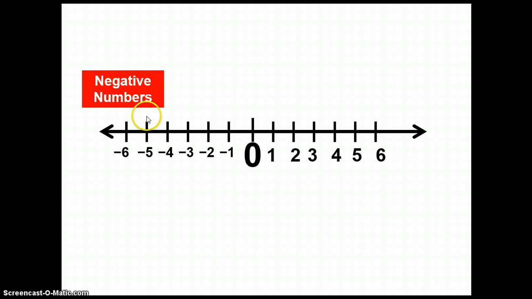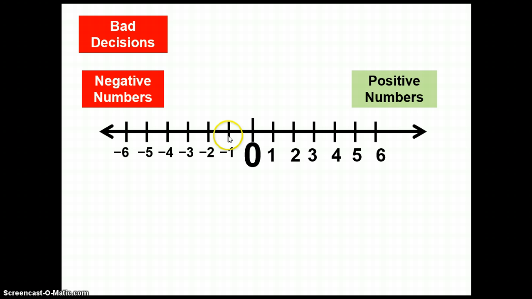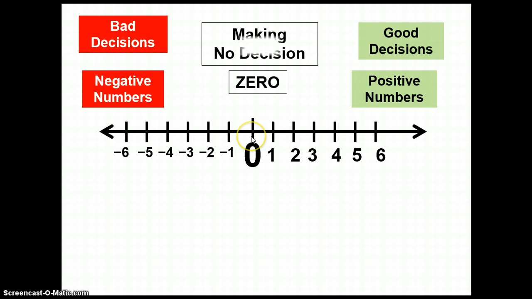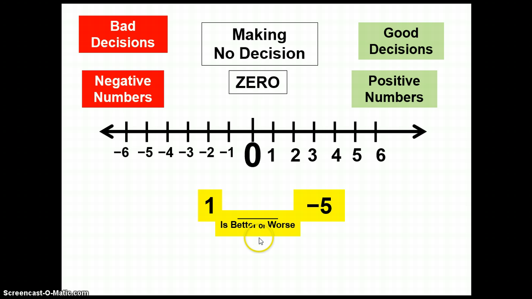Let's say I have, so think of negative numbers as bad decisions that people make in their lives, and positive numbers as good decisions. So you probably have some examples of that. I'm not going to go into it, but let's use the analogy, shall we? And then 0 is just making no decision. Okay? So we're just going to compare just to get your feet wet with inequalities. Is it better or worse?